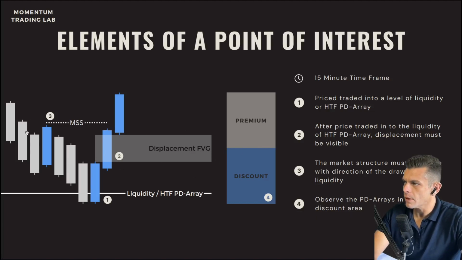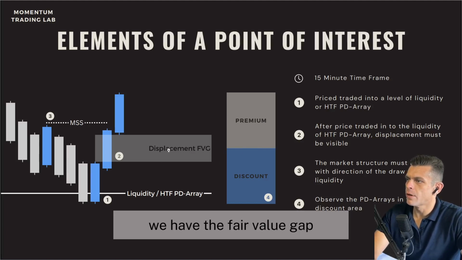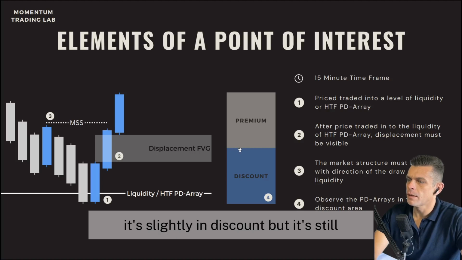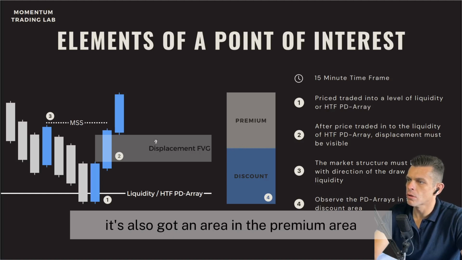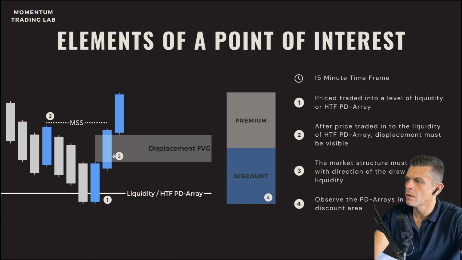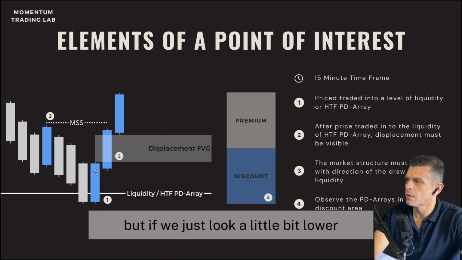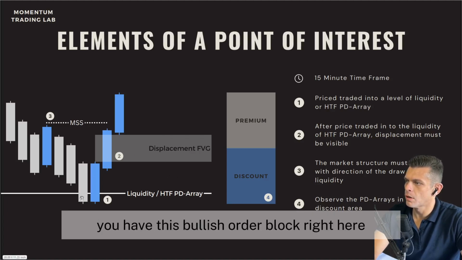So if we have a look at this example, we have the fair value gap. It's slightly in discount, but it's also got an area in the premium area. But if we just look a little bit lower, you have this bullish order block right here.